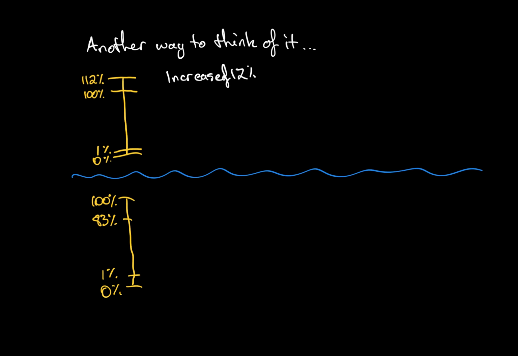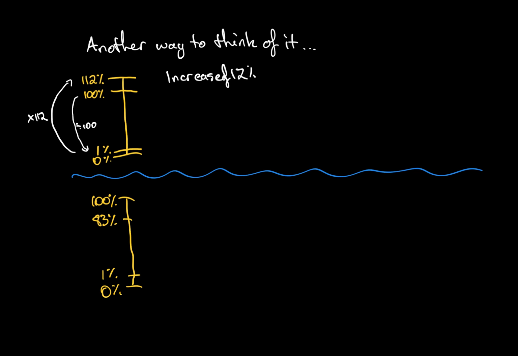Now, thinking dual scale wise, if we want to get from 100% down to 1%, we'd divide by 100. And then to get back up to that 112% to give us the increase of 12%, we multiply by 112. So if we want to think about a slightly different way of doing the increase percentage, an increase of 12%, we divide by 100 and then multiply by 112.